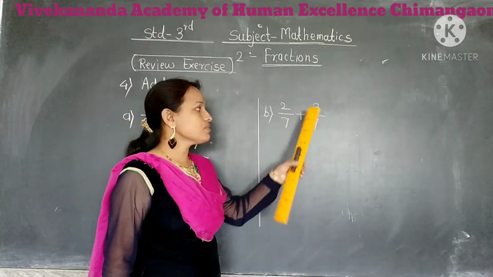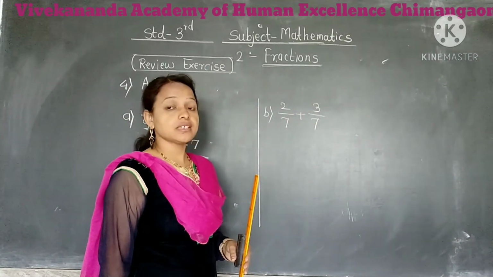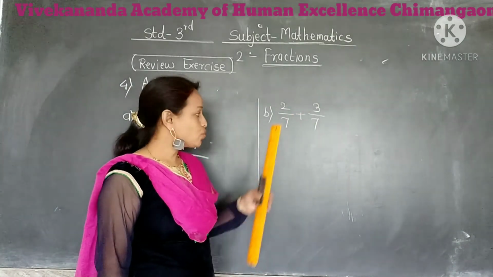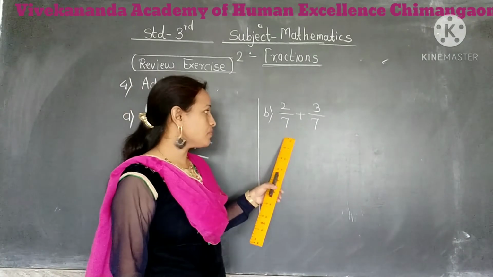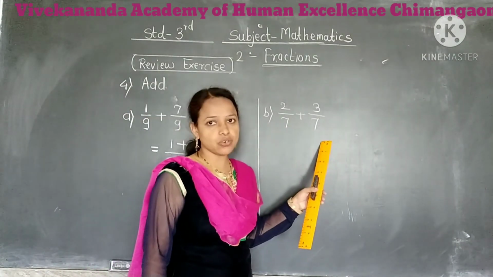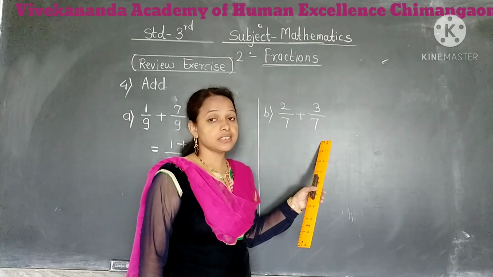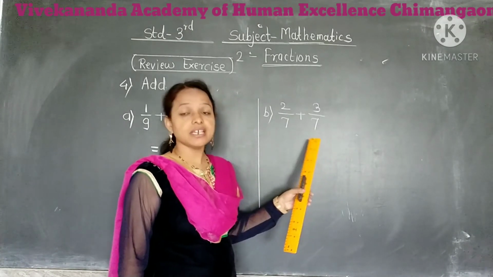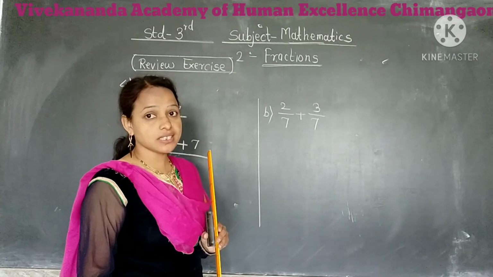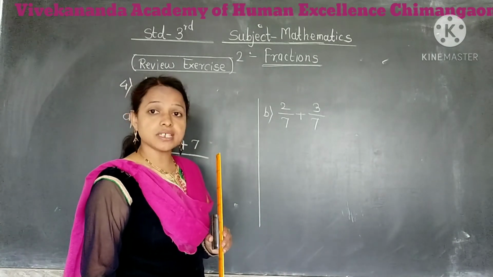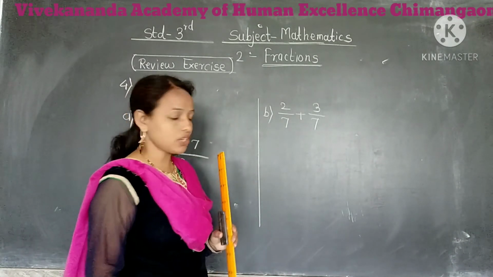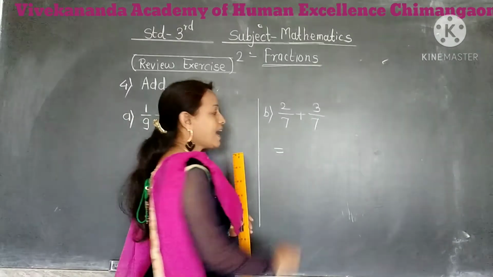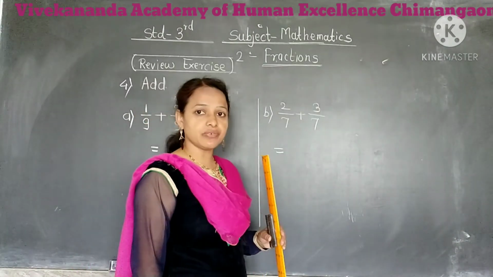Here 2 upon 7 and 3 upon 7. These are also like fractions. 2 upon 7, its denominator is 7, and 3 upon 7, its denominator is 7. So these have the same denominator. Just now we have learned that the sum of fractions having the same denominator is equal to the sum of their numerators upon the common denominator. So here we will add the numerators of the given fractions.